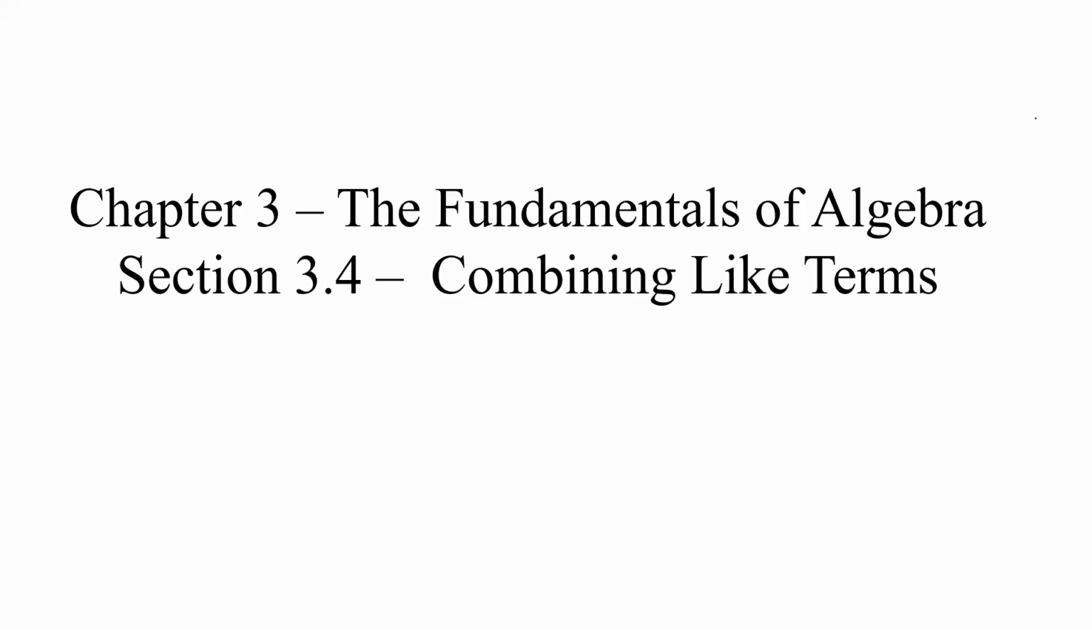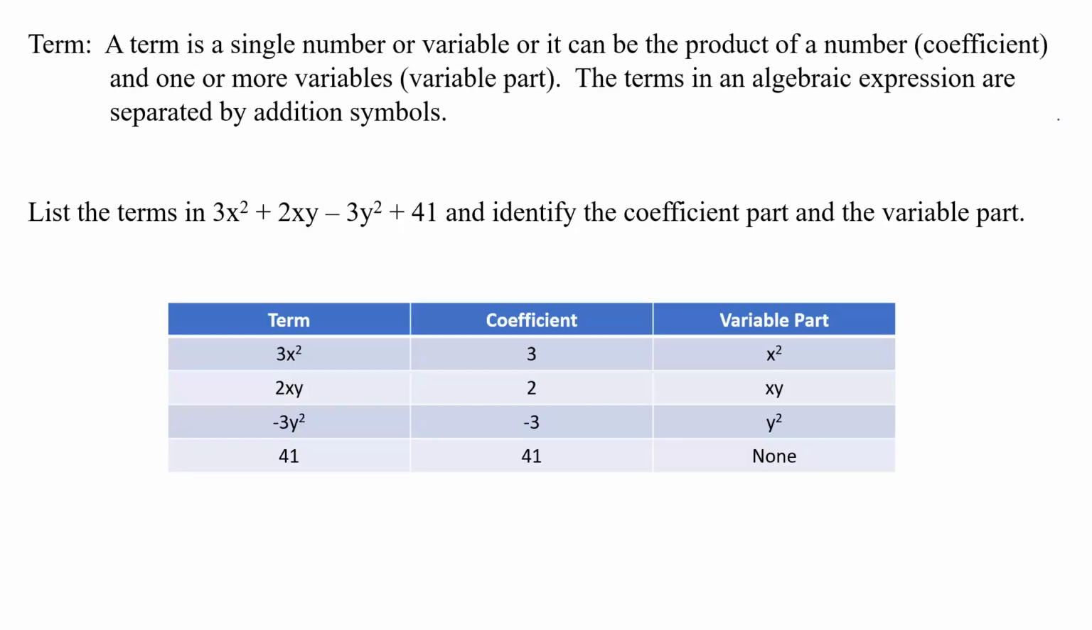Okay, here we are in chapter 3 on the fundamentals of algebra. So this is section 3.4 on combining like terms. So a term, what is that? It's a single number or variable, or it can be a product of a number, which is the coefficient, and one or more variables, which is the variable part. So the terms in an algebraic expression are separated by addition symbols.